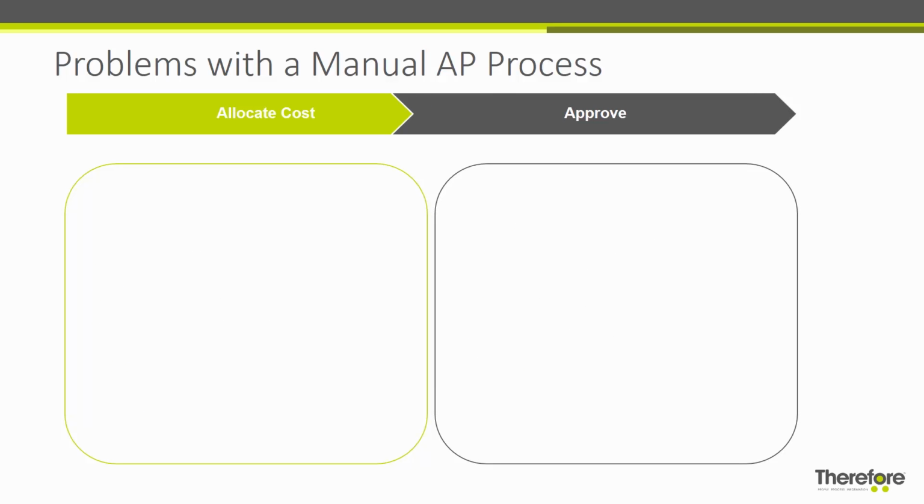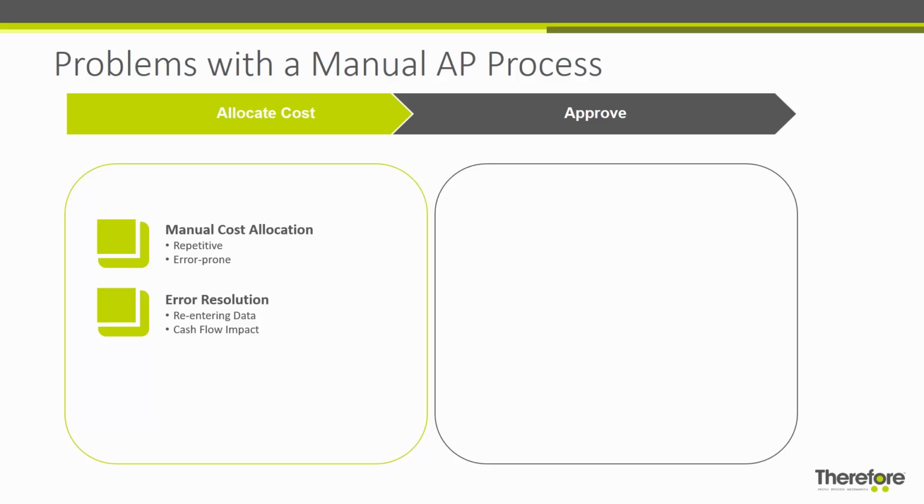If we take a look at cost allocation next, we can see that manual cost allocation has many of the same problems as other manual steps. The task is very repetitive and thus prone to error, and it's something that could very easily be automated in some way. So when this inevitably leads to the need for error resolution, we come across another set of issues. Not only does re-entering the data unnecessarily cost time and money, it also has a negative impact on cash flow.